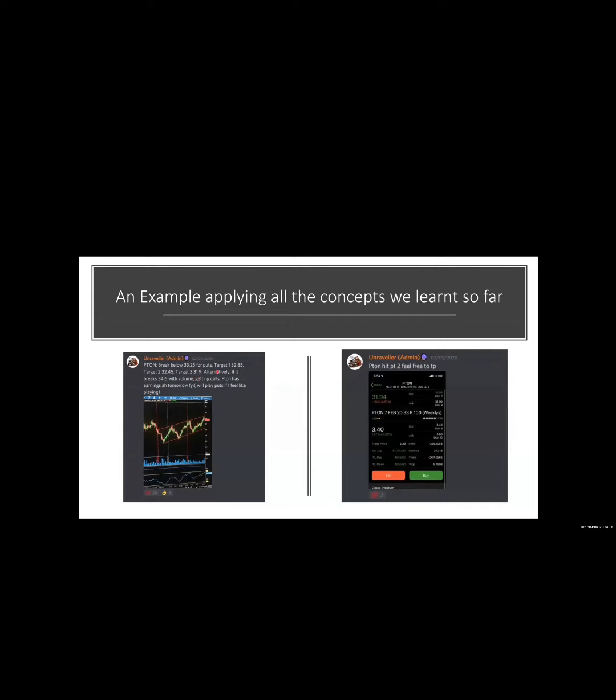Now, I also had a bullish bias because this is a trend line. I don't want to just say that the trend line is going to break. So if the trend line was respected and it breaks above the 34.6 level with volume, I'm getting calls. Okay. Peloton also had earnings the next day, so I said that I'm going to play puts if I'm going to play it.